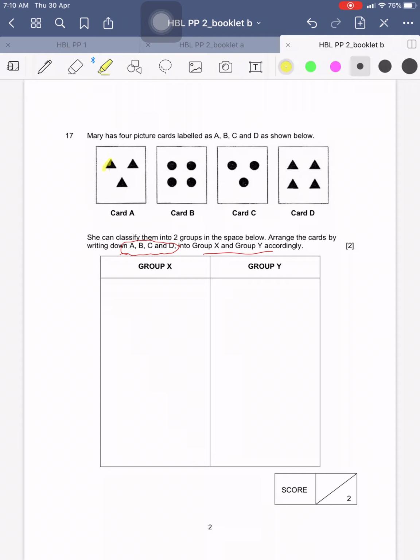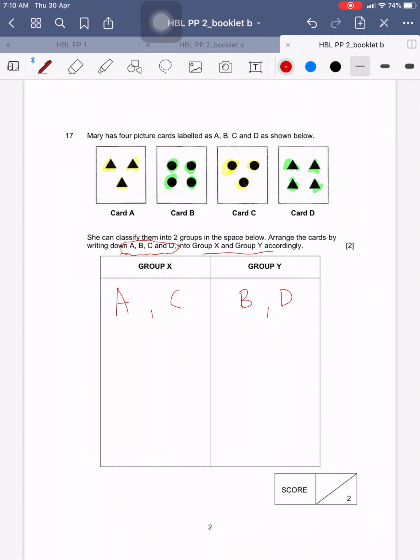we can first classify them according to the number of items in each card. So over here, I have 3 items in each card. So for group X, I can put down A and C. Whereas for group Y, I will have B and D because they each have 4 items in the cards. So let me show you. You see 1, 2, 3, 4. And this one is 1, 2, 3, 4.